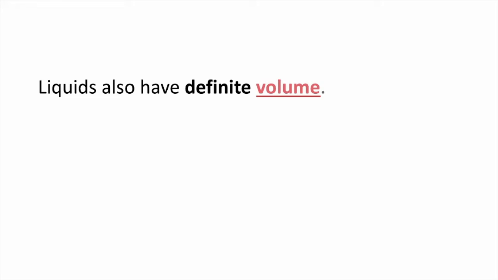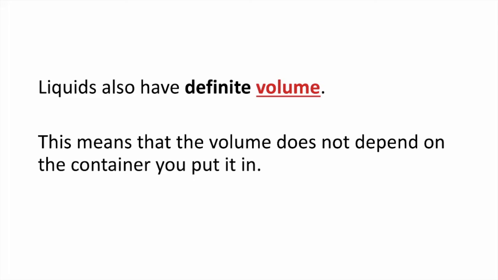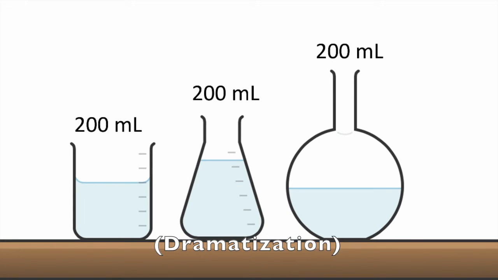Liquids also have definite volume. This means that the volume does not depend on the container that you put it in. This picture shows three differently shaped containers, and each of them contains 200 milliliters of water. The water takes a different shape in each, but it is still the same amount in each.